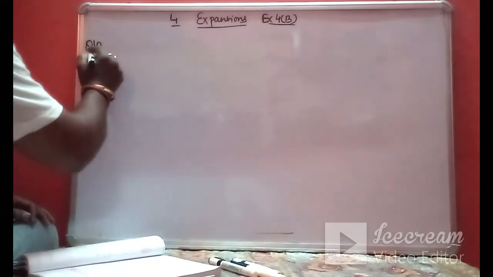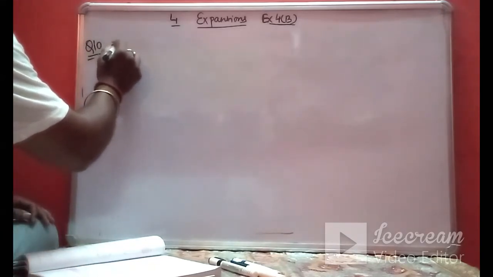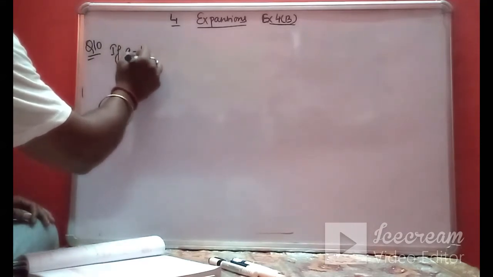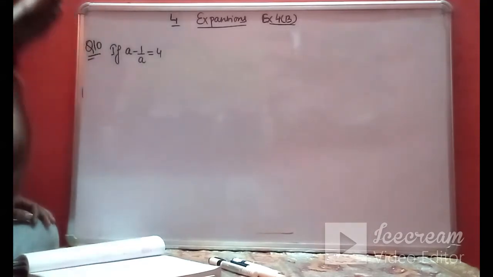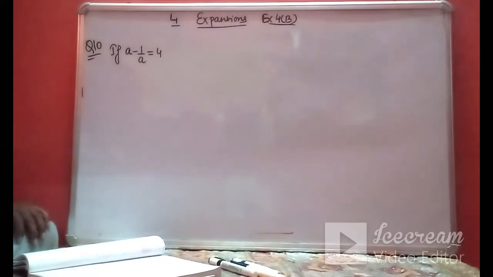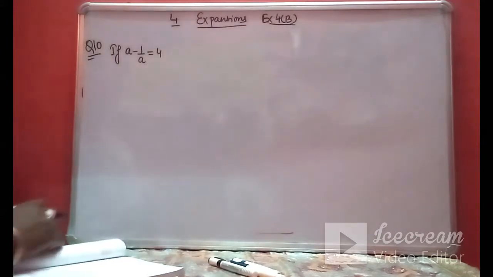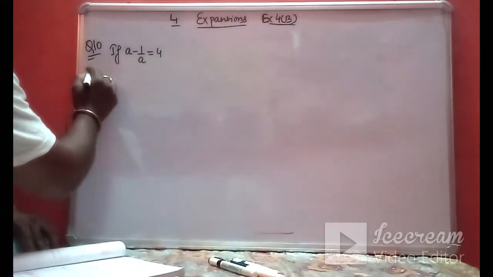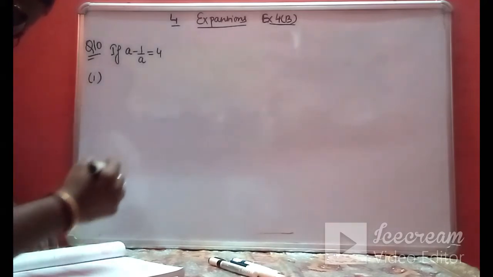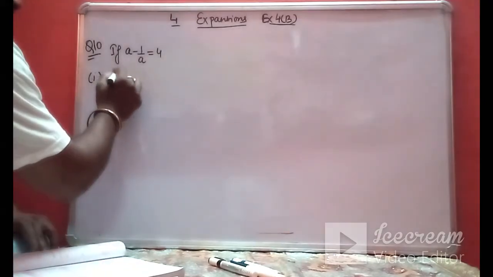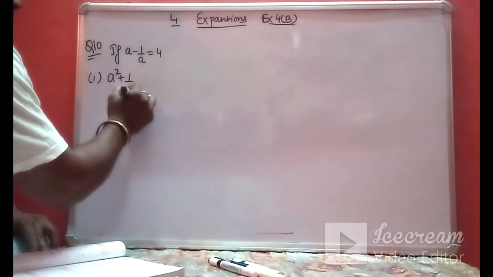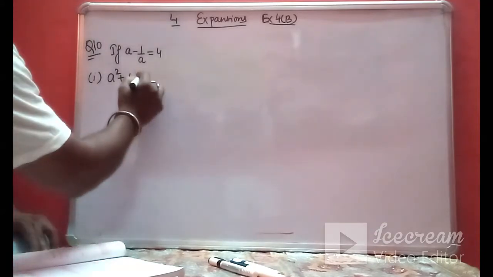Now see question number 10. If a minus 1 upon a is equal to 4, this is given. So with the help of this we have to calculate the value. First value we have to calculate is a square plus 1 upon a square.